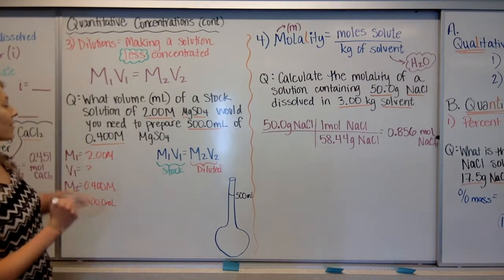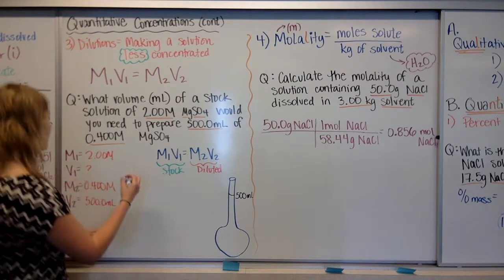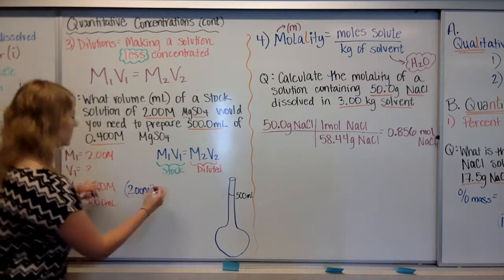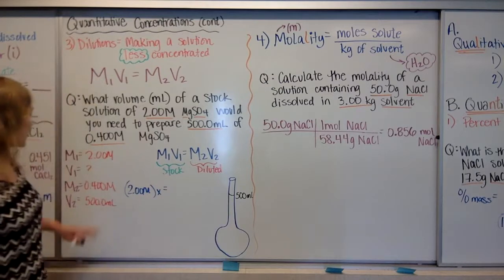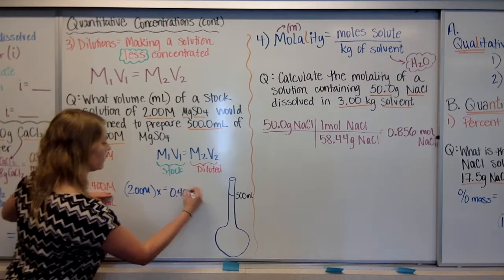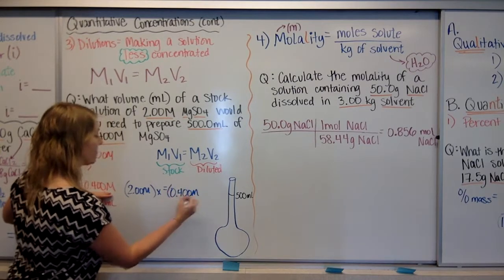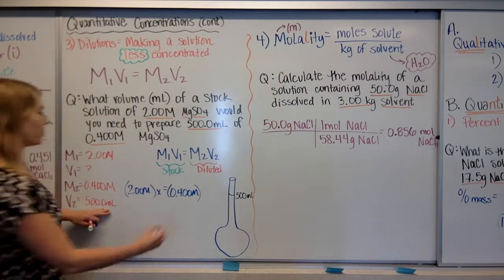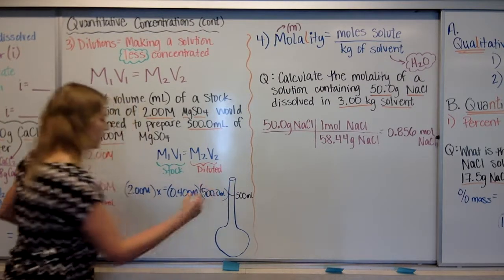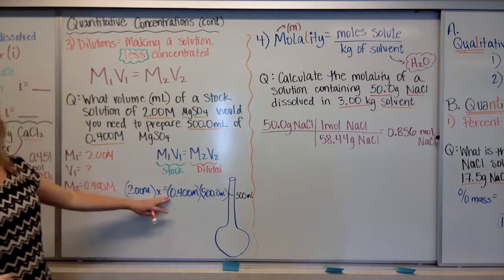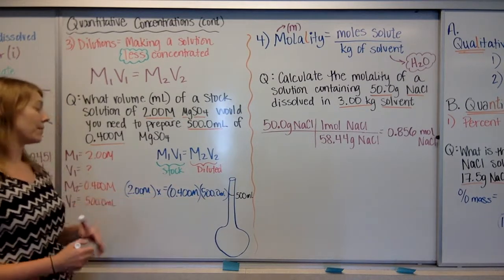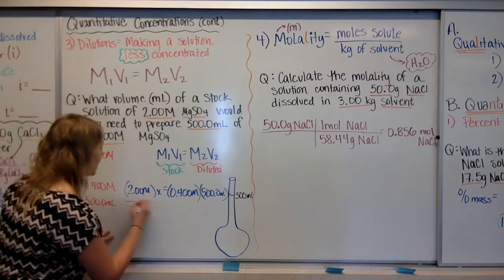All right, so we're going to plug this in here. M1, 2 molar, times X, we don't know what that is, equals M2, which is 0.4 molar, times 500 milliliters. Now we solve for X. It's pretty simple solving. Multiply these, divide by 2 molar on both sides.